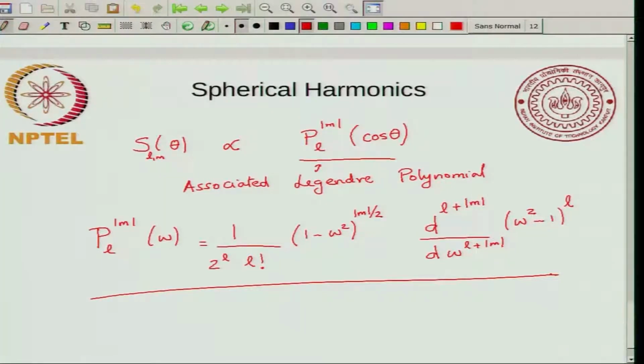Okay, and with this I will stop today's lecture. In the next class we will look at another differential equation called the Hermite equation, and we will look at Hermite polynomials which appear in that solution.